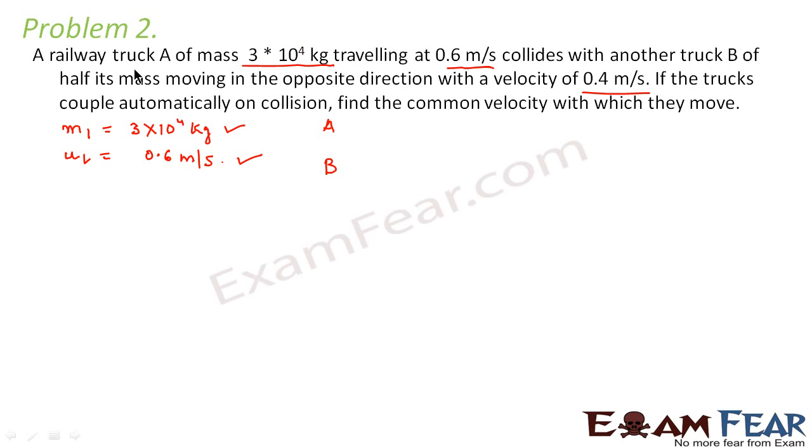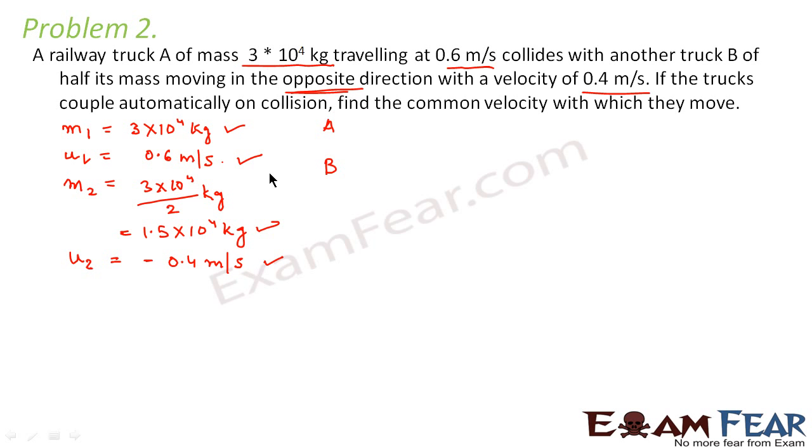So before collision, the mass of truck B, m2, is half of truck A. Half of truck A means 3 × 10^4 divided by 2 kg, which is equal to 1.5 × 10^4 kg. Correct? And the velocity of truck B before collision is 0.4 meters per second, but it is in the opposite direction. That's why we'll put a negative sign: -0.4 meters per second.